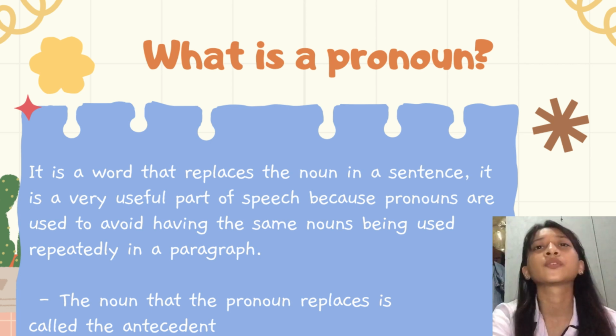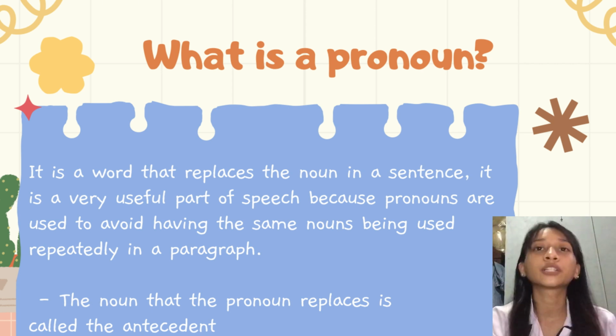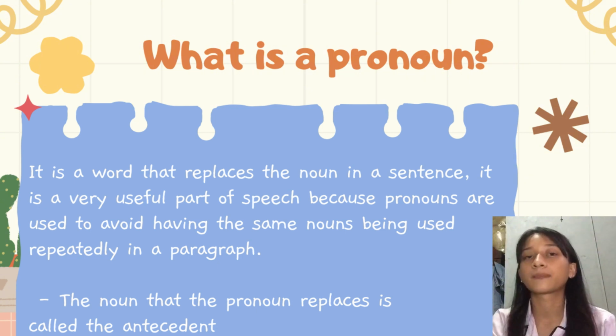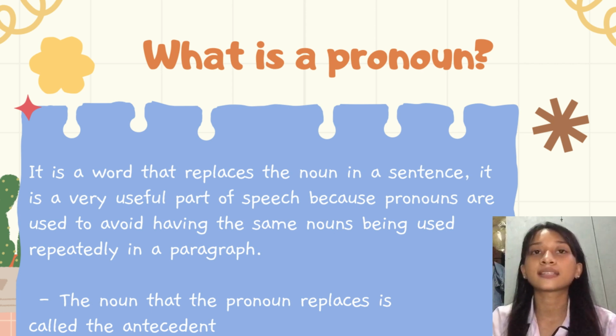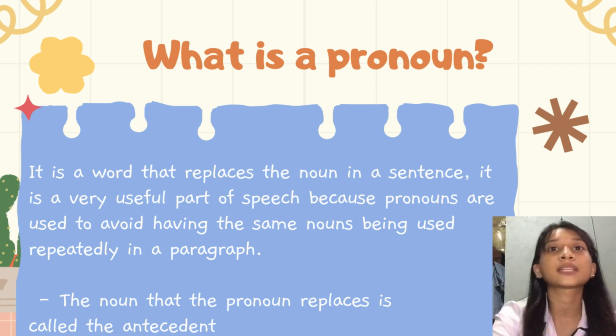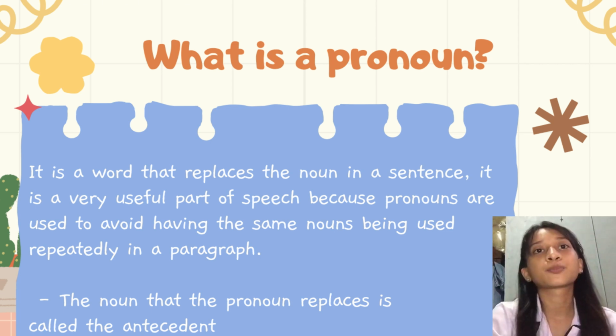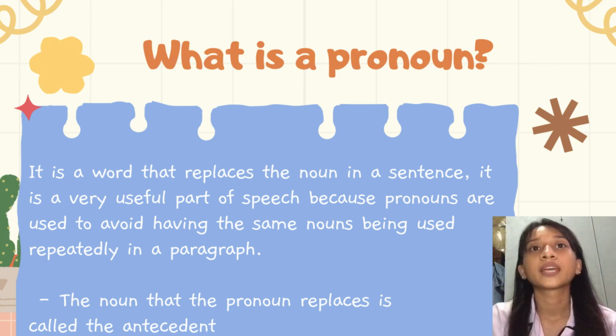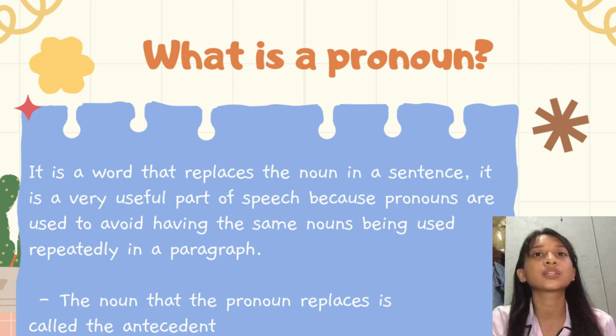It is a very useful part of speech because pronouns are used to avoid having the same nouns being used repeatedly in a paragraph. The noun that a pronoun replaces is called antecedent. There are different types of pronoun. Each pronoun is used to replace different kinds of nouns. Incorrect usage of the appropriate pronoun can result in confusion and bad grammar.